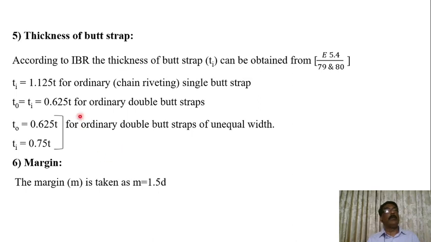Another parameter we are going to design is the thickness of the strap plate. It depends upon whether there is a single strap plate or a double strap plate. If it is single, then its thickness is equal to 1.125T, where T is the thickness of the main plate. And if it is a double cover plate of equal width, then the thickness of the outer cover plate is equal to the thickness of the inner cover plate, which is equal to 0.625T. By using these equations, we can find the thickness of the cover plates also. Next one is the margin. You will have to keep M is equal to 1.5 into D. If the diameter of the rivet is, say, 10 mm, then the margin should be equal to 15 mm.